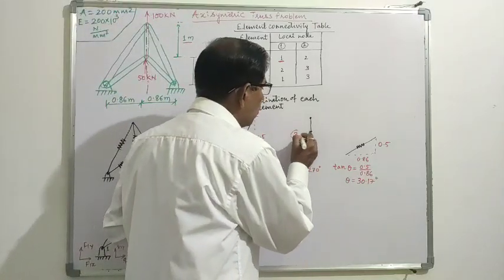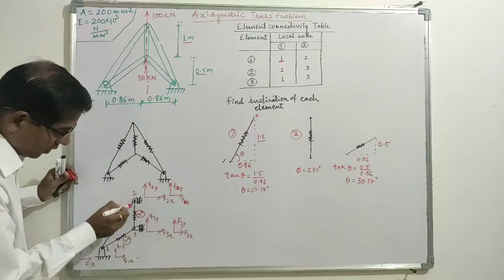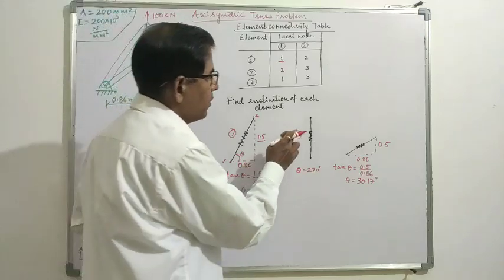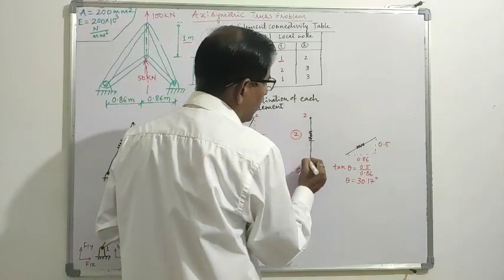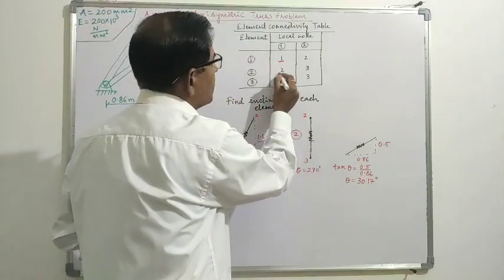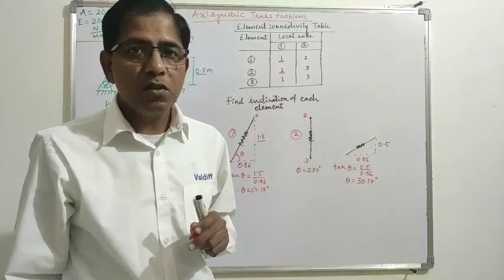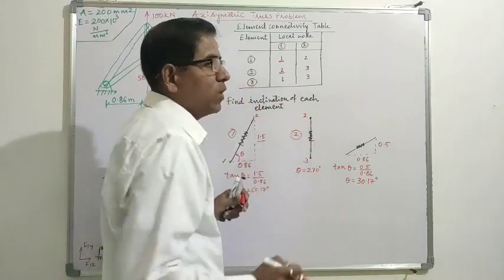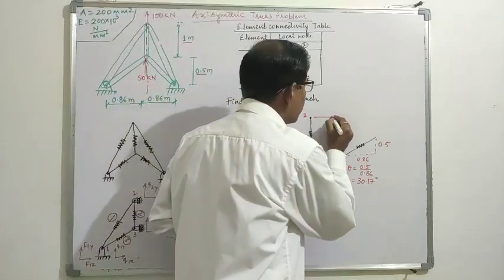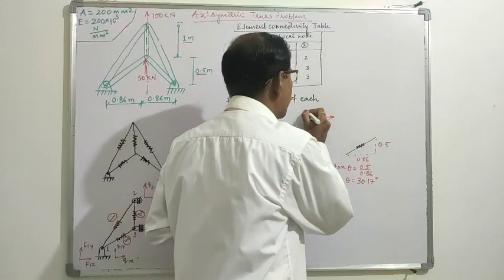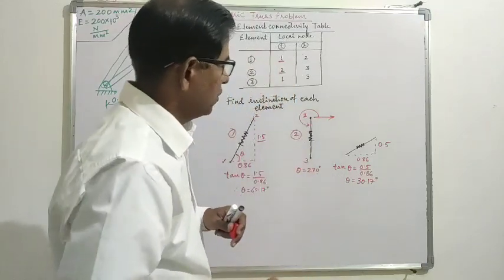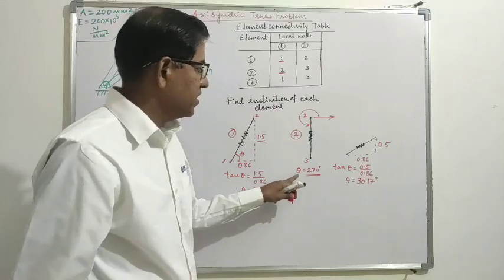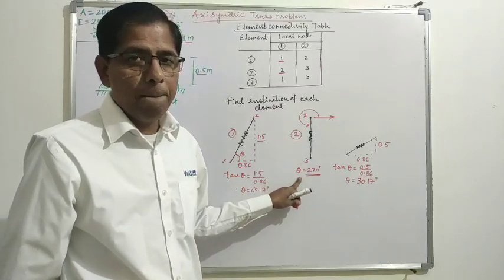Similarly, element number 2. Element number 2 means this one. Element number 2 is made up of node number 2 and 3. So always measure the inclination at the first local node. For this, consider this first local node as origin, draw positive x-axis and measure the angle in anti-clockwise direction. If we measure the angle in anti-clockwise direction, then the inclination comes out to be 270 degrees.